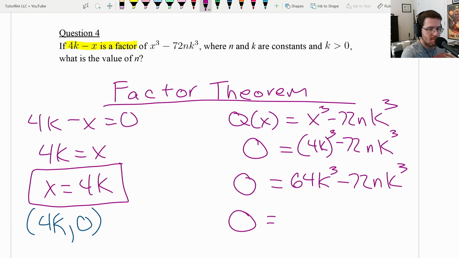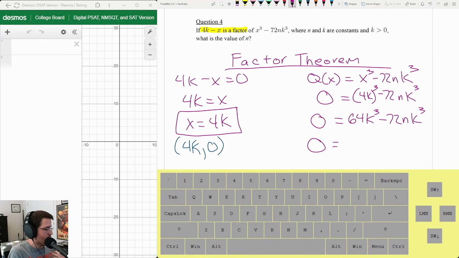The greatest common factor of the numerical factors of 64 and 72, it's 8. But if you didn't know it was 8, you could use this little expression GCD, greatest common divisor, to help you figure that out. Anyway, so we're going to pull out an 8.